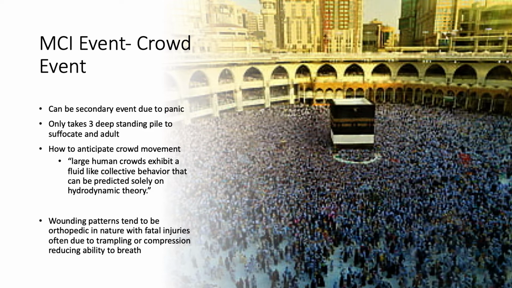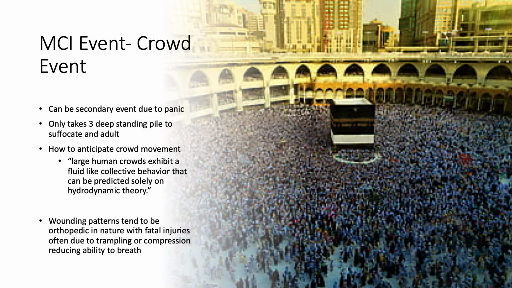And an interesting thing here is, how do we anticipate crowd movement? Well, large human crowds exhibit a fluid-like collective behavior that can be predicted solely on hydrodynamic theory. And what that means is a crowd moves as a collective, not as a sum of individuals. It moves as a body as a whole. It moves like water flowing around objects. And quite a bit of what we know about crowd events was actually studied at what you see a picture of here, which is in Mecca. And they discovered that three deep can cause suffocation and how crowds move and things like that.